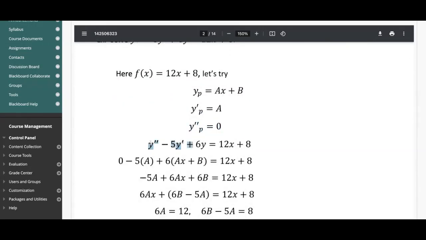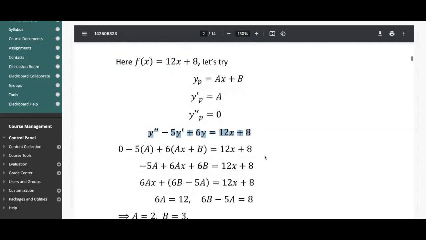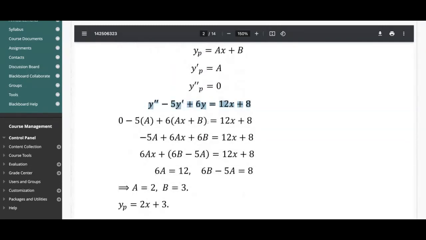Then we'll plug back in to the original differential equation and try to solve for a and b, right? Because f of x gives this constant, the coefficient before x and the constant term. So we simplify this. Once we plug in, we simplify. Then we match up like terms.